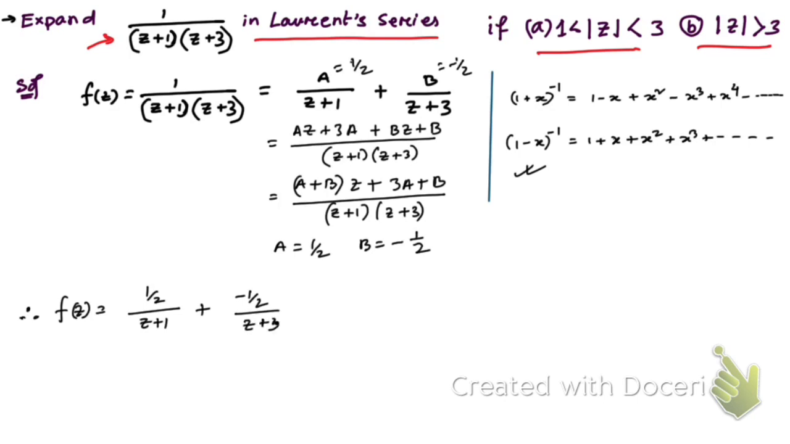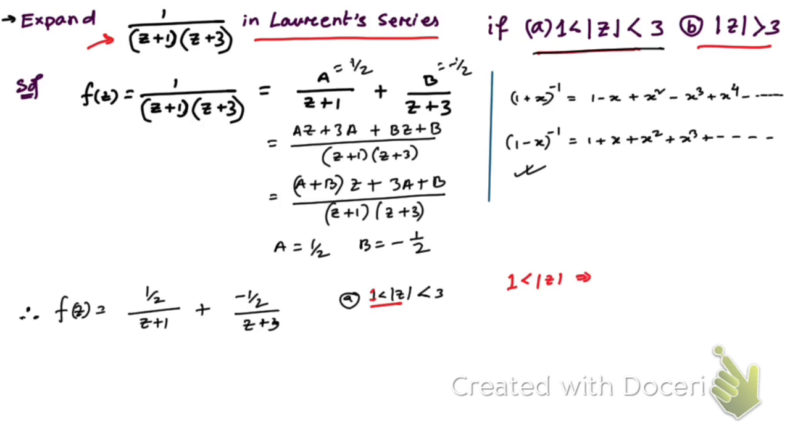Okay, so hope you have understood this. So now what is the next step? Here you see, now we are going to apply the condition. So what is the first one? What we have is mod of z is greater than 1 and less than 3, right? Now if you consider the first part, that mod of z is greater than 1, 1 is less than mod of z, same thing.